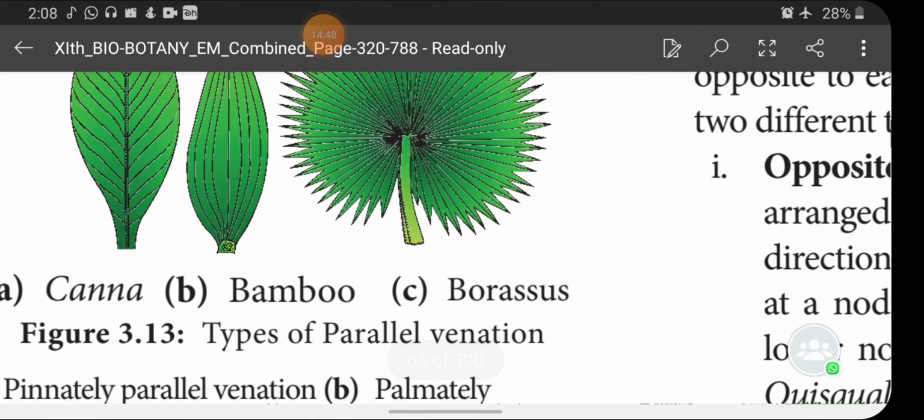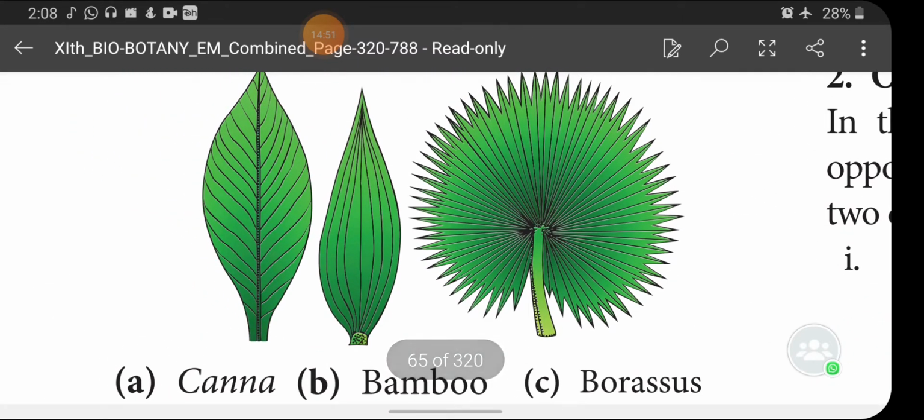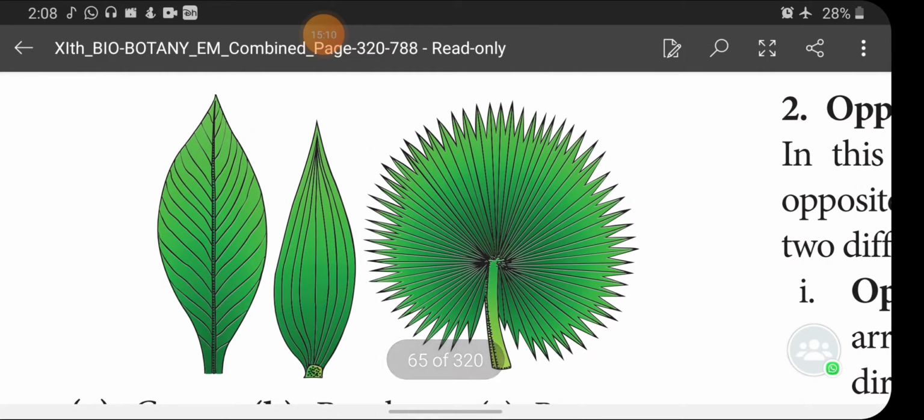Here we could not see any network like structure. If the leaves possess a network of veins, it is called reticulate. Parallel means what? You can see veins are running parallel to each other. We cannot see any network structure. See, in the first one, the midrib originates, and on both sides the veins are running parallelly. That is called what? Parallel venation.